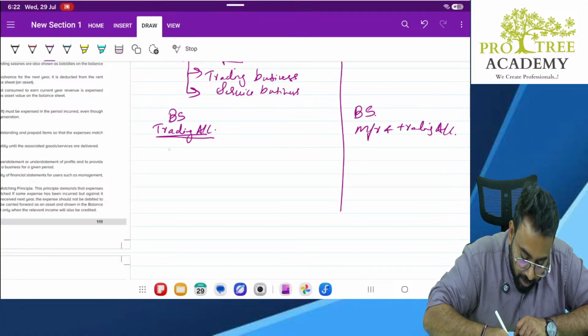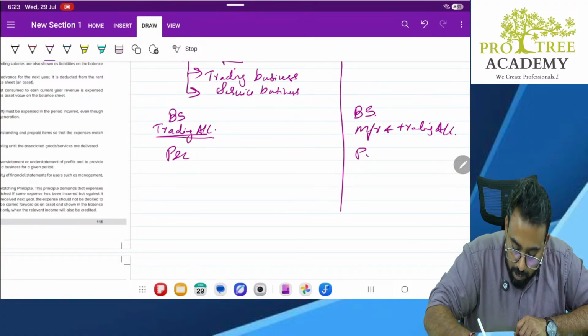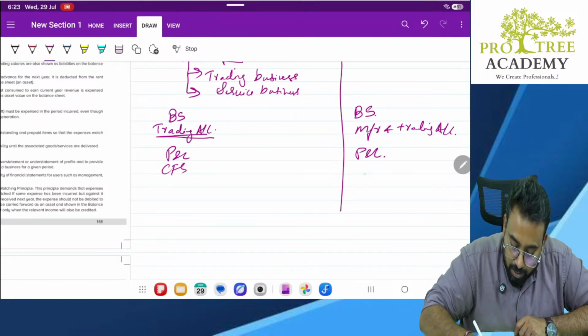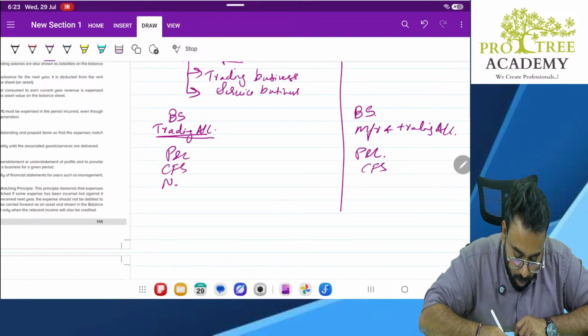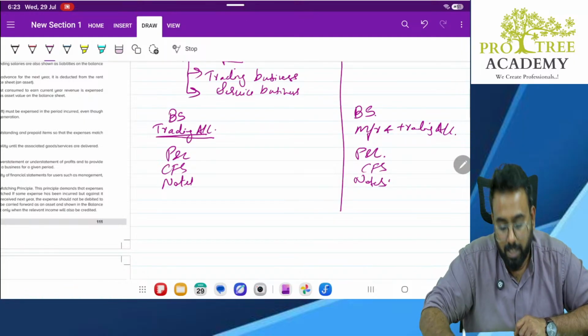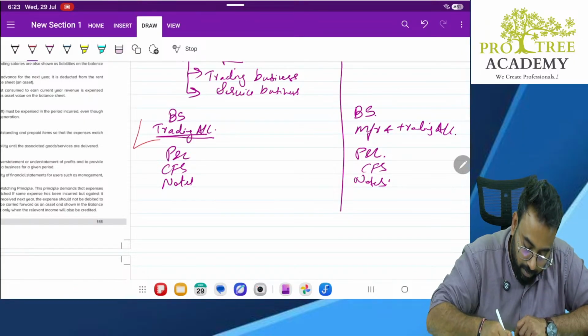Clear? Next, it will have P&L. This will also have P&L. It will have a cash flow statement. This will also have a cash flow statement. It will have notes to accounts. This will also have notes to accounts. So, what is the difference, sir? The difference is primarily this one.